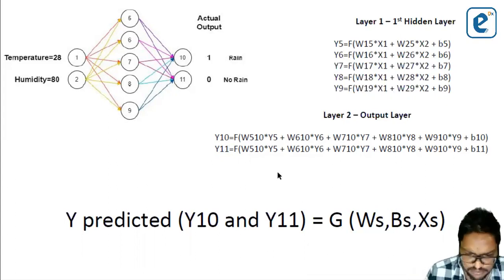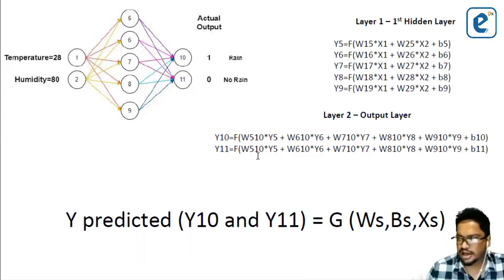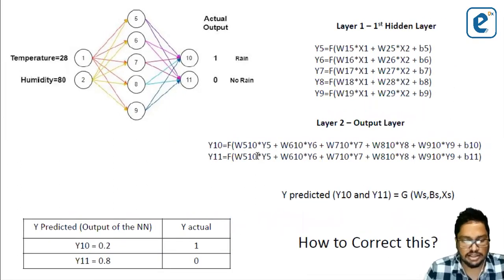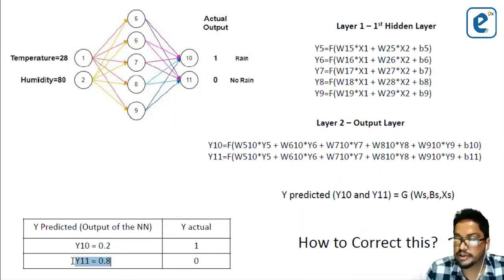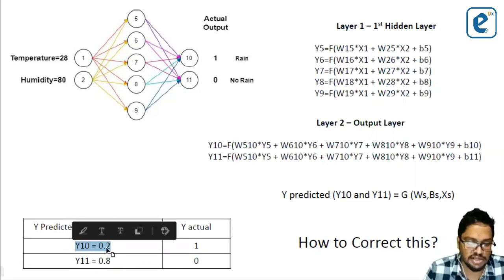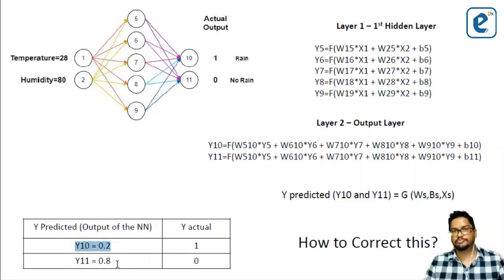So the values of those weights and biases will be initialized randomly, as I mentioned last time. But yes, definitely there will be some values for y10 and y11, right? But the thing is, now we know the actual values. So the actual value will be 1, 0. So let's assume that the predicted values are like 0.2 and 0.8. Now these are the values predicted by the neural network by applying these equations, and at the end it calculated y10 and y11. So the y10 and y11 values are like 0.2 and 0.8, right?